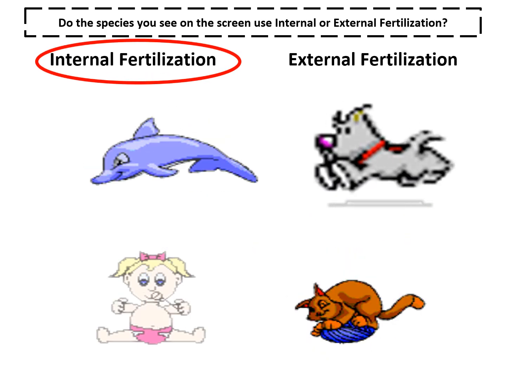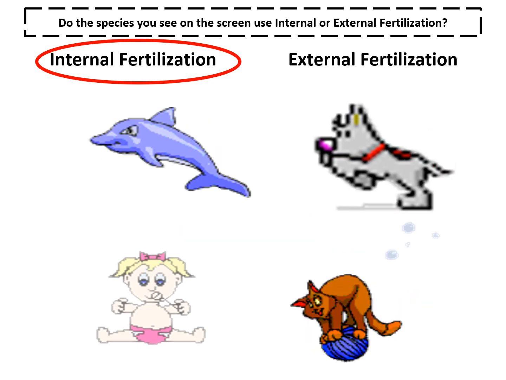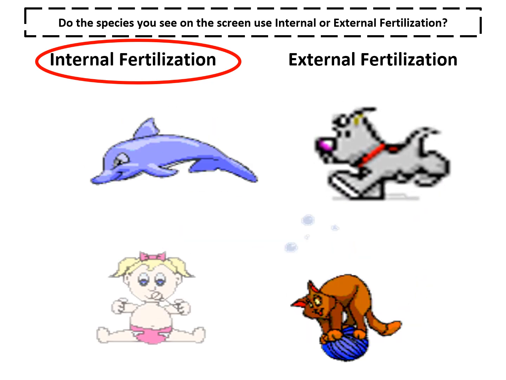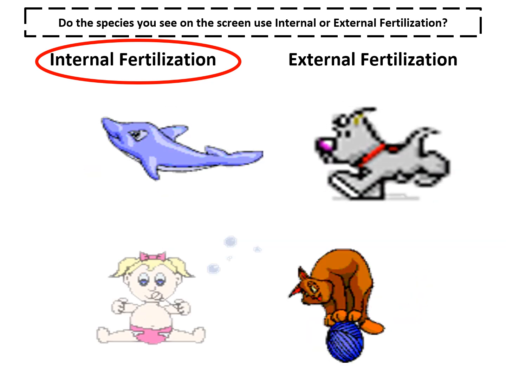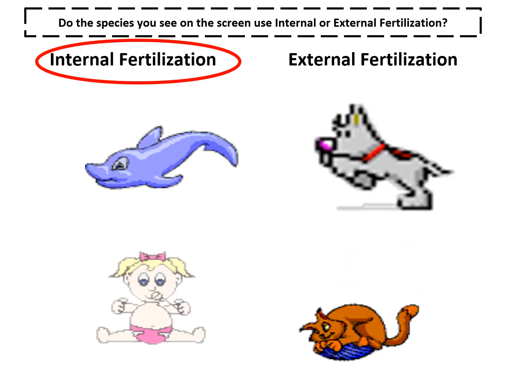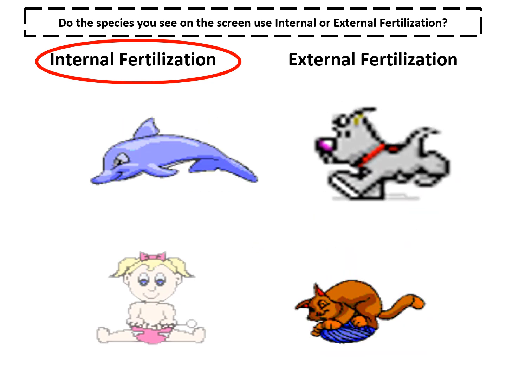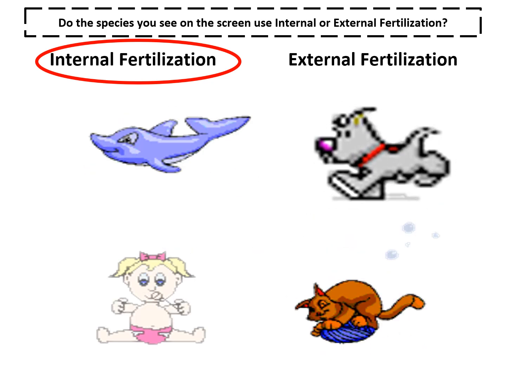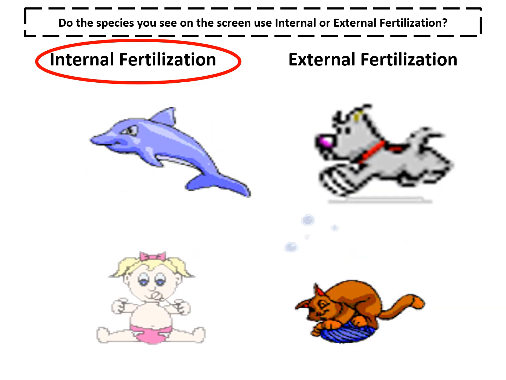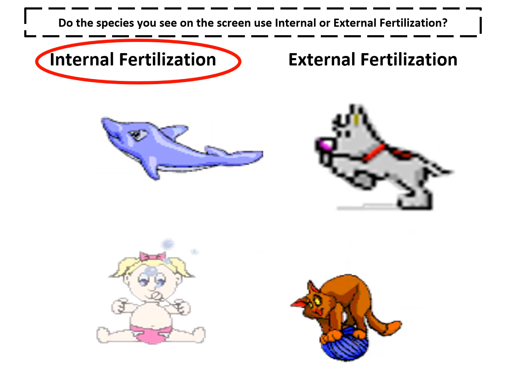So babies, cats, dogs, animals like dolphins, they all go through internal fertilization. Now, I know on the last slide I said a lot of fish go through external fertilization, but remember, dolphins are not fish. They are mammals. They're just underwater mammals. So there are some exceptions to life in the sea. They don't all go through external fertilization. Some of them, like dolphins, like whales, are mammals, so they go through internal fertilization.